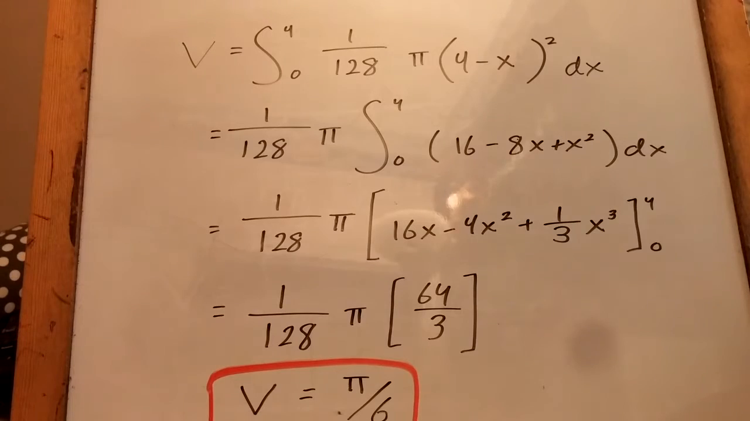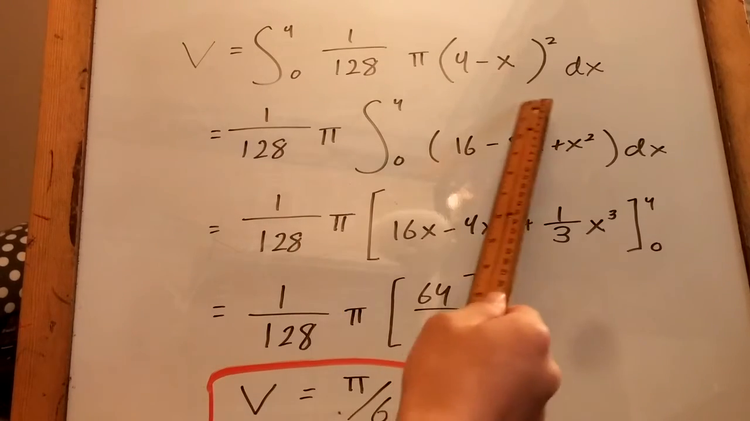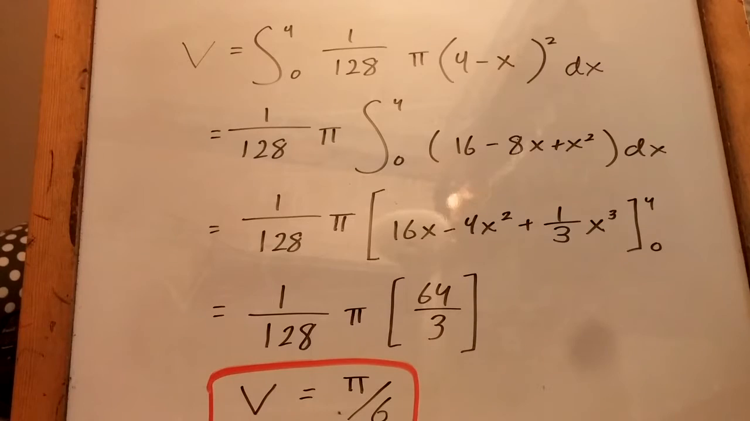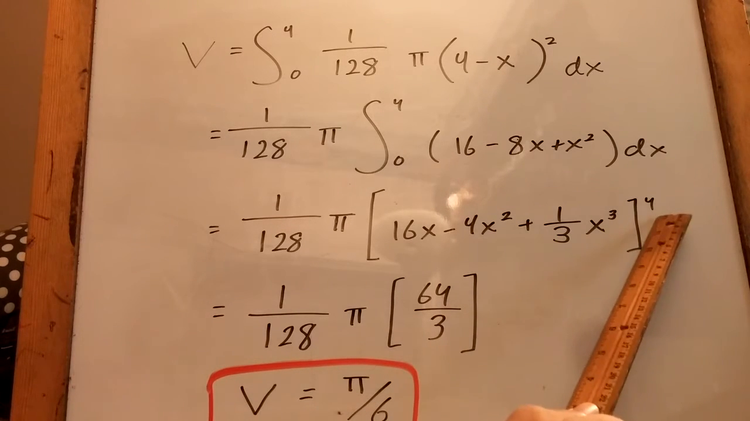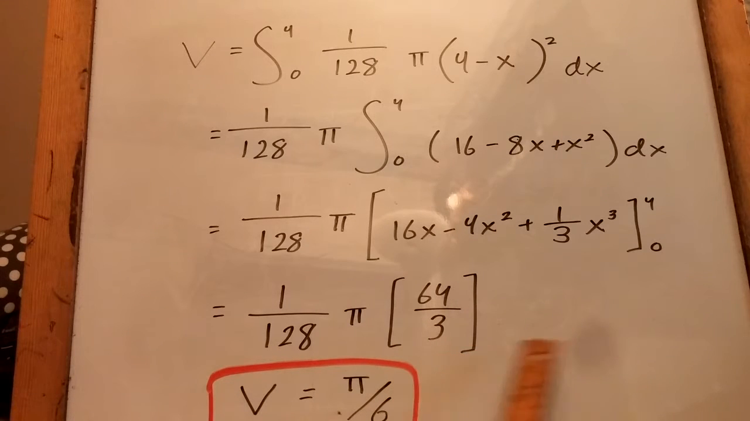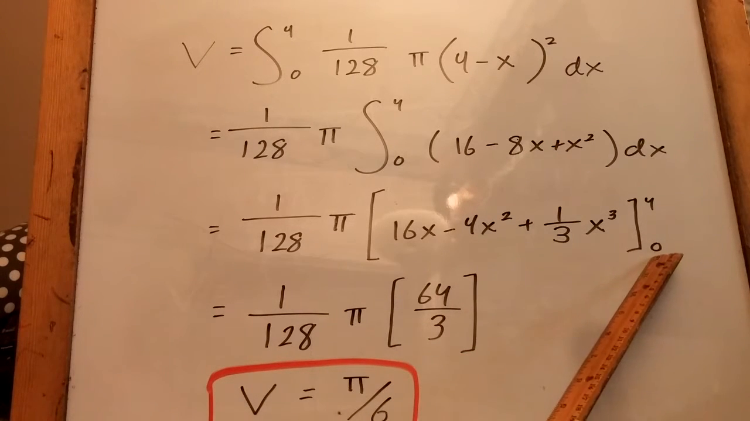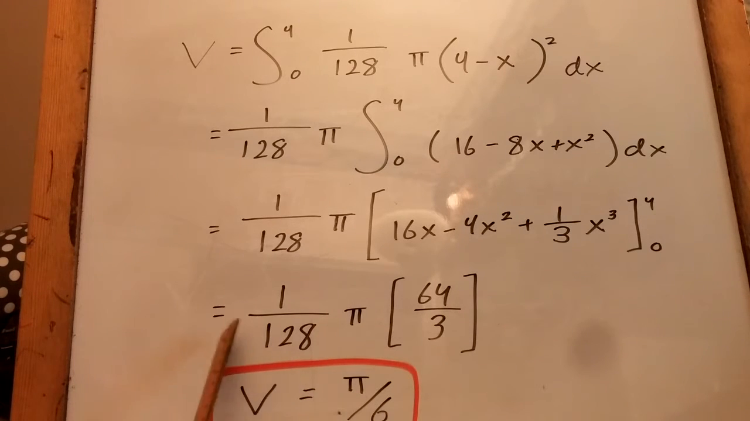So the antiderivative of the area is given right here. That's the area. So first things first, we got to take 1/128 pi outside and find the antiderivative of this part. The antiderivative would be 16x - 4x squared + 1/3 x cubed. And if we plug in the 4, that would give us 64/3. Minus, we plug in the 0, which would give us 0. And make sure to multiply 1/128 pi by the 64/3. And your answer would be pi/6.